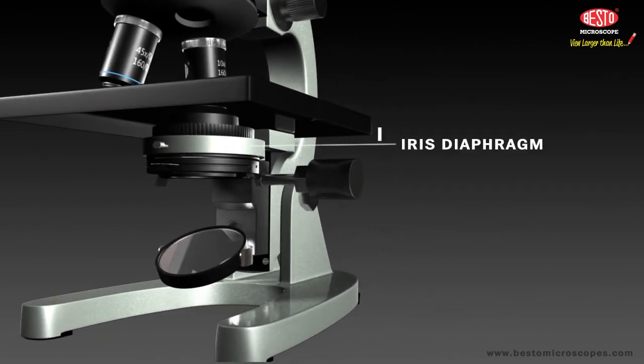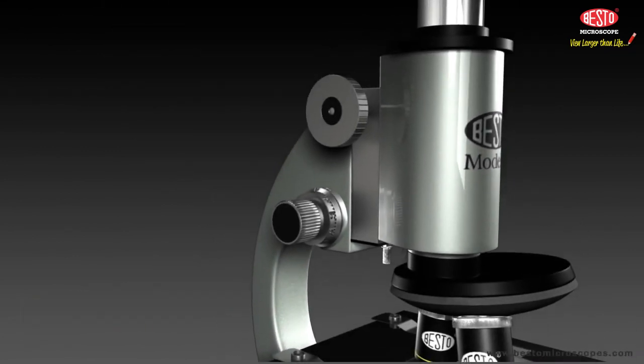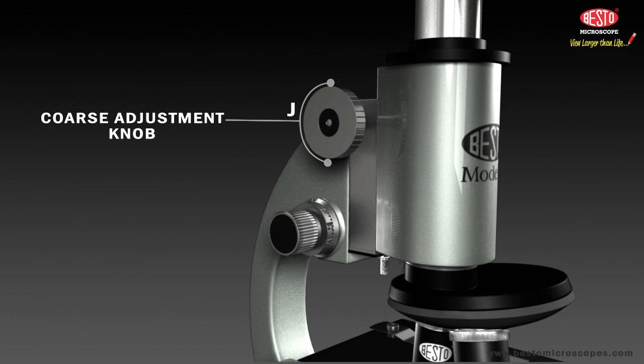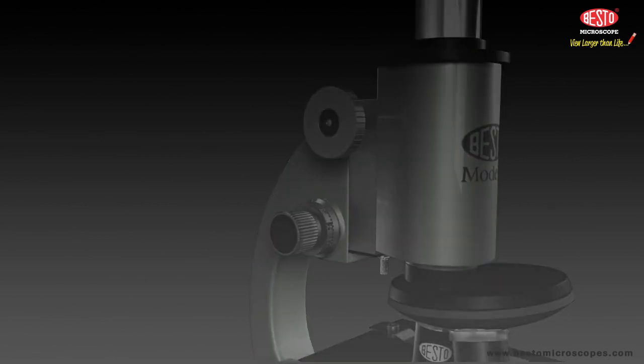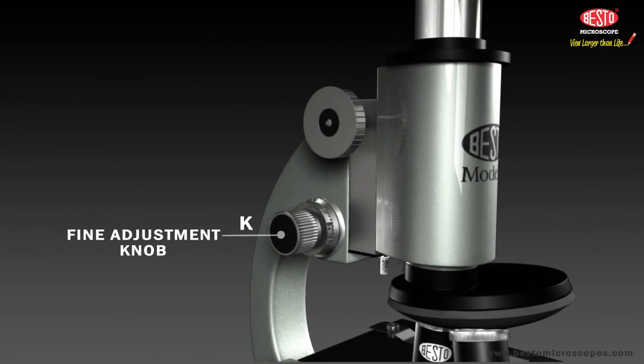I. The iris diaphragm is used to control the diameter of the cone angle of the light transmitted onto the specimen. J. The coarse adjustment knob is the large knob used to adjust the position of the body tube, allowing you to quickly bring your sample slide into view. K. The fine adjustment knob is the small knob used to change the position of the body tube by making small adjustments to the focus of your sample. Almost all of our BESTO microscopes have both coarse and fine adjustment knobs, but some have only one knob.